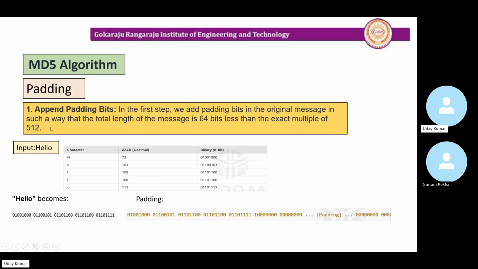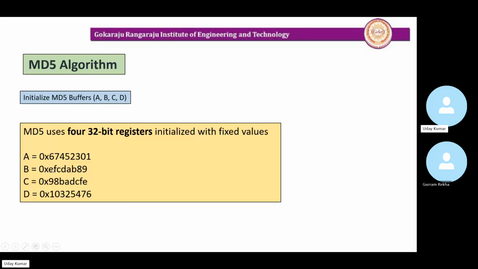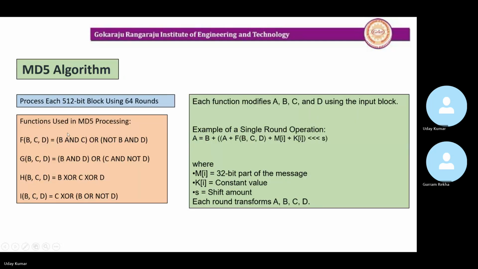Okay. So you just have to add first bit 1, and all the other bits zeros. Then divide that into 512-bit blocks: block 1, block 2, block 3, block 4, until you get the total message. And you initialize the ABCD registers, which are 32-bit registers. You have to remember these values.